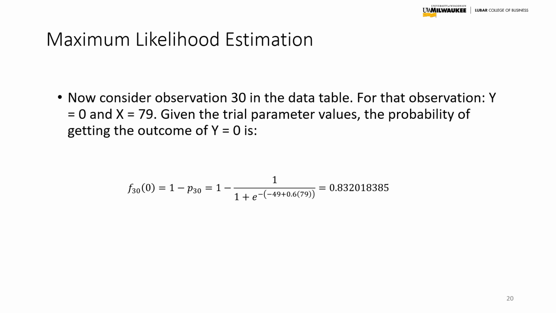Now, if you go down the data table to observation 30, for that observation, y equals 0 and the test score equals 79. The logistic regression model based on the trial parameter values would give us a probability of 0.832018385 of getting y equaling 0 given x equals 79.